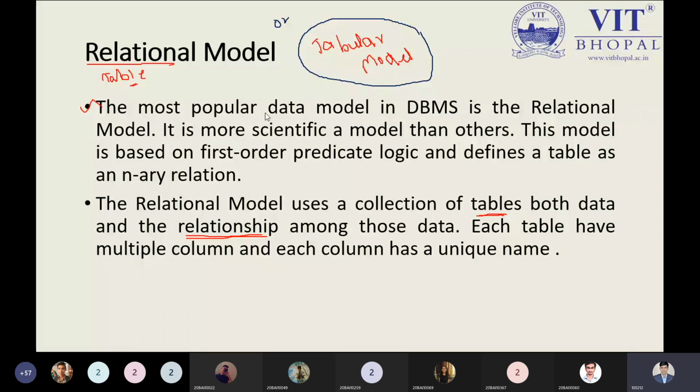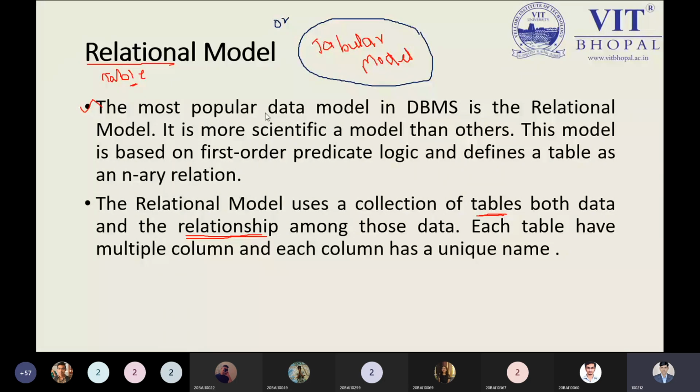That's why we can say that the most popular data model in the database management system is the relational model. It is a more efficient and specific model to show the data properly, and it is better than the others. This model is basically based on first-order predicate logic. I will tell you what first-order predicate logic means when we see the relational algebra. Here I am just talking about the relational model only.